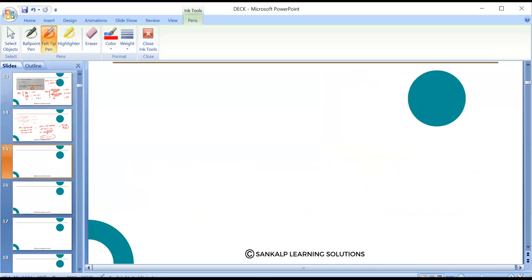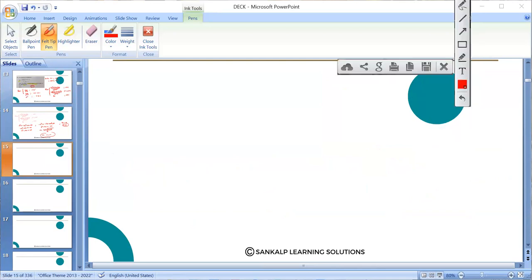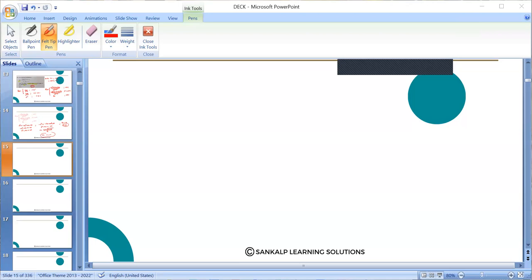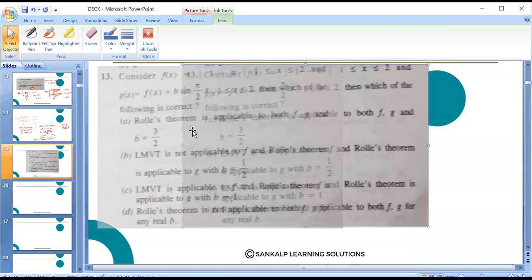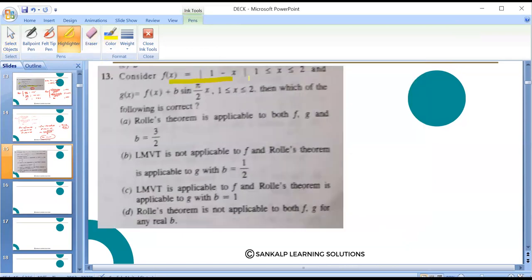Next, question number 13. F of x is a given function for x between 1 and 2. G of x is f of x plus b sine pi by 2x. F of x is mod of 1 minus x. But g of x is for x between 1 and 2, f of x also between 1 and 2. So you have to see whether Rolle's theorem or mean value theorem is applicable, and if it is applicable, you have to find the value of b also.